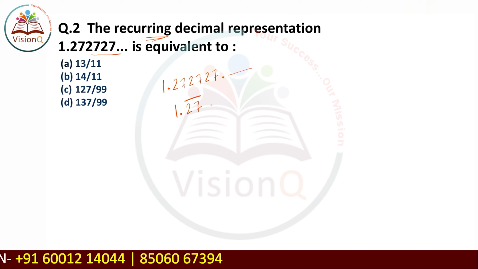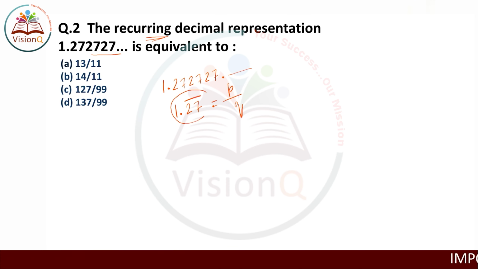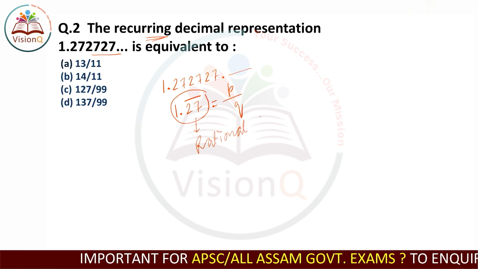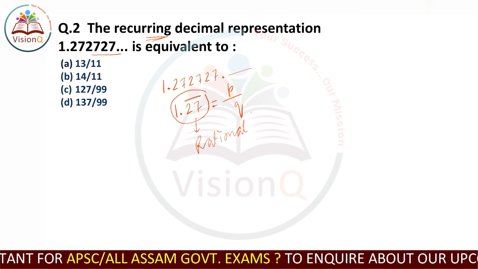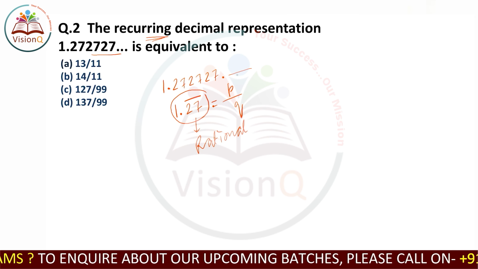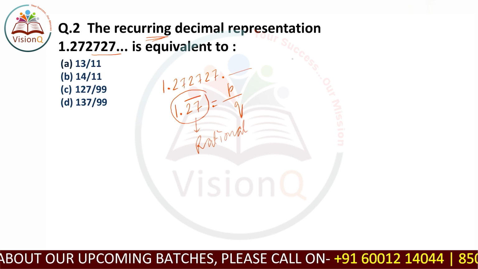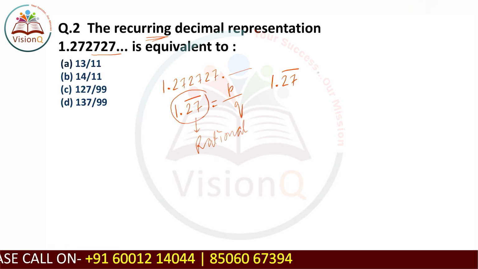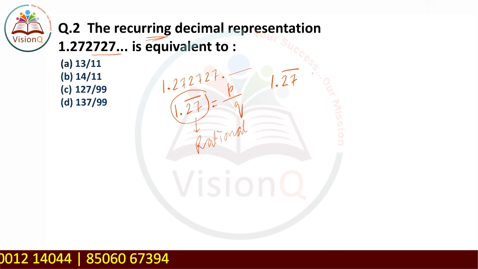Now you have to convert it to P by Q form. Such numbers are always rational numbers. And we know rational numbers are those numbers which can be expressed in the form of P by Q. So it is asked to convert this decimal value to P by Q form. So how to find out the value easily? See here, 1.27 bar is the number which is to be converted to the P by Q form, where P and Q are integers and Q is not equal to 0.